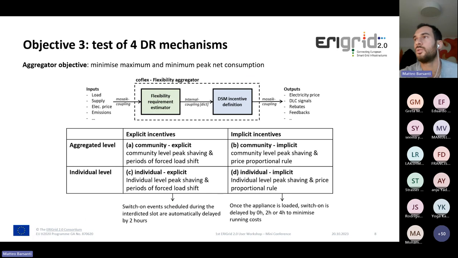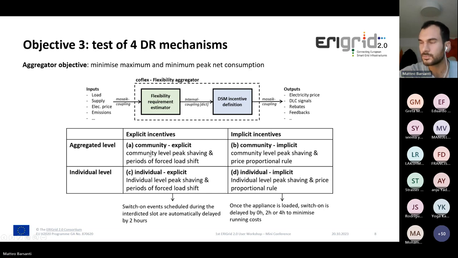And third, what we did is define four scenarios for different demand response mechanisms. We try to cover as wide as possible a typology of mechanisms. So we combine a community level or aggregated level and individual level flexibility requirement estimation with explicit or implicit incentive. We end up with four scenarios: community level explicit, individual level explicit, community level implicit, and individual level implicit.